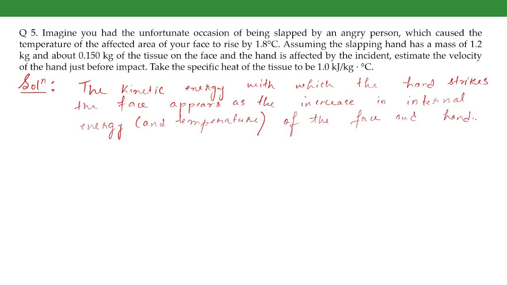If you slap somebody at a very high velocity, and even at a normal velocity, you will feel that heat in your hand also. So not just the face, your hand will also be subjected to the result of the impact. So on impact with the face, we are assuming that the hand becomes stationary.